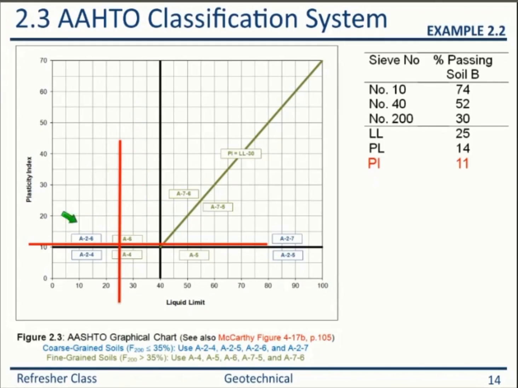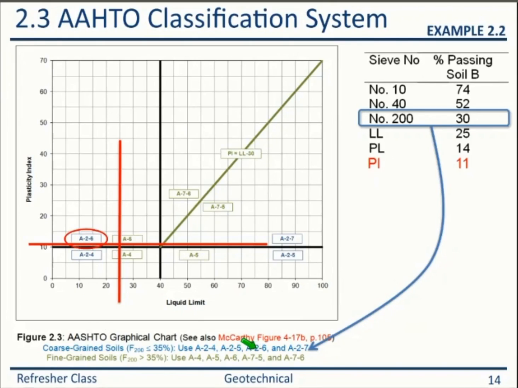So that indicates it could be either A-2-6 or A-6. That should be confirmed based upon the percentage passing through number 200 sieve. Percentage passing through number 200 sieve is 30% here, right? 30%, so it should be coarse-grained soil. So if you look at it, A-2-6 is here. Therefore, soil sample B should be A-2-6. Okay? So if you have liquid limit and plasticity index, you are better off using this chart. You don't have to run that table.